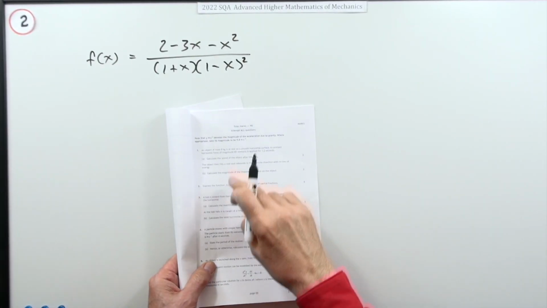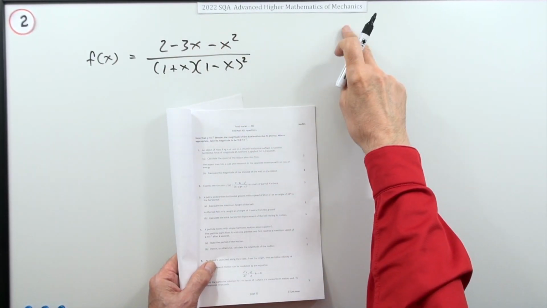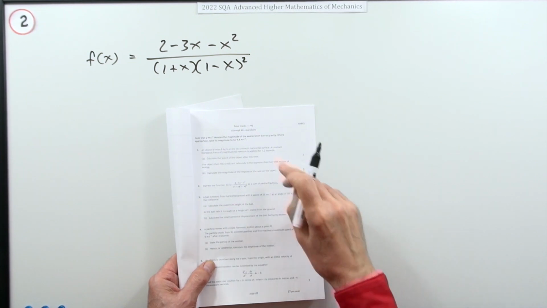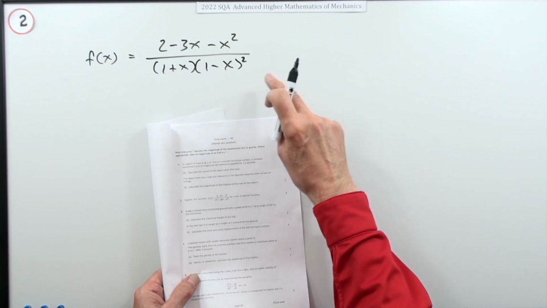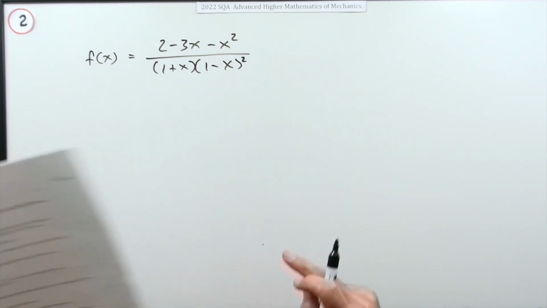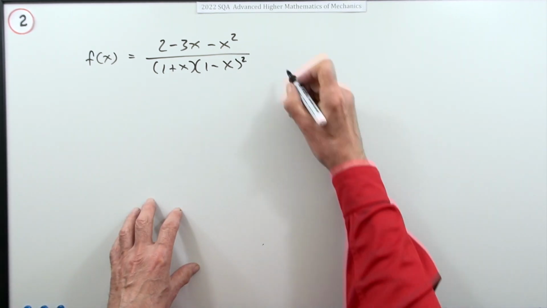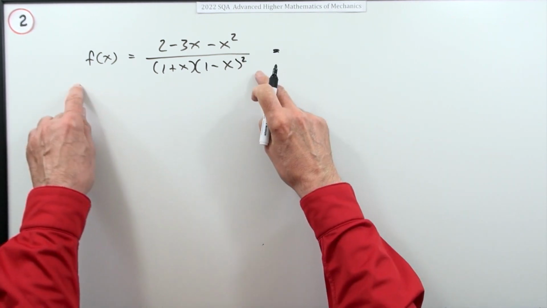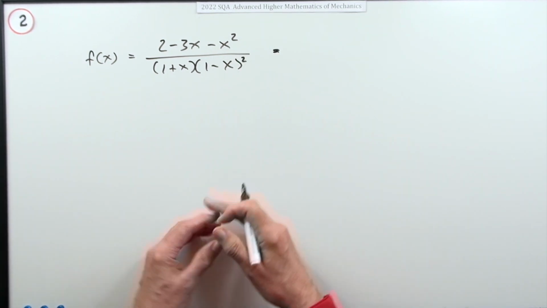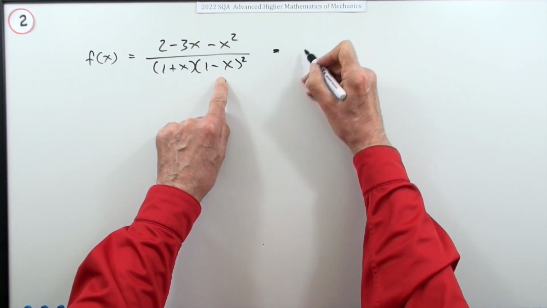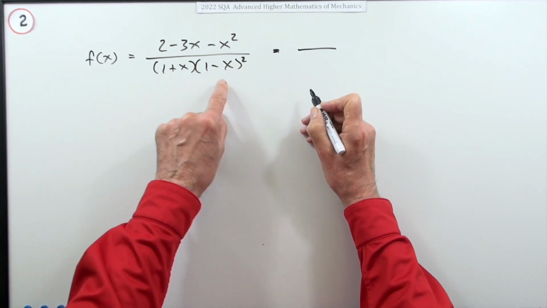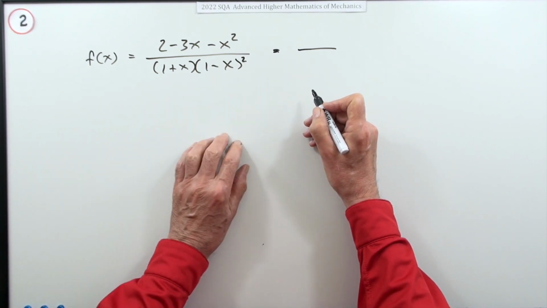So number 2 then from the 2022 Advanced Higher Mechanics paper, 3 marks for partial fractions. Express this function as a sum of partial fractions for those 3 marks. Well, a little bit of respite when you just get a purely mathematical question because it's just technique. All you want to do is make a partial fraction for each of the linear factors in the denominator.